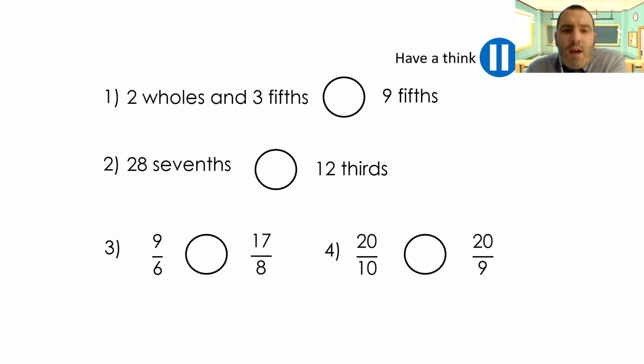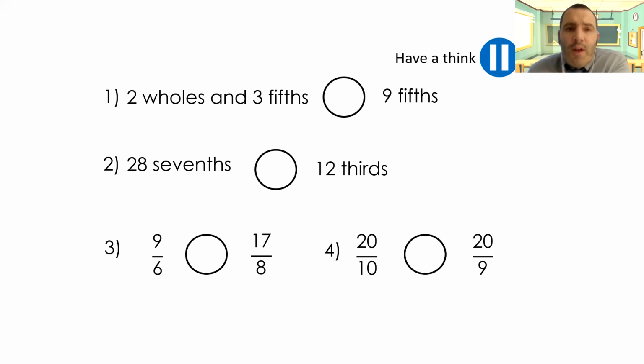Is 28 sevenths the same as, greater than, or less than 12 thirds? And then question 3, are 9 sixths greater than or less than 17 eighths? And number 4, is 20 tenths greater than or less than or equal to 20 ninths? Pause here to have a go.